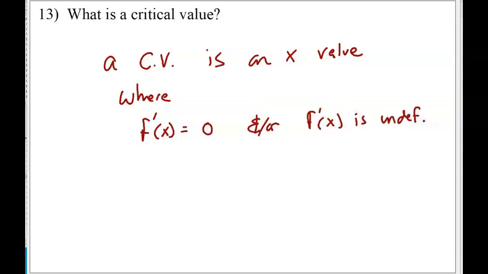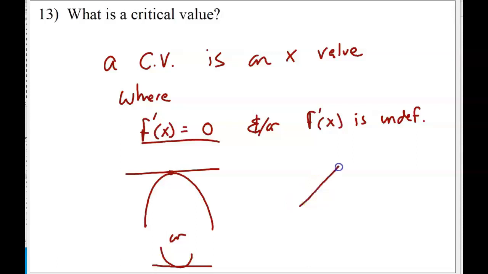The next part of this is why we care about what those are. They help us find where, if your derivative equals 0, that means you have a flat tangent line, and that means you could have a relative max or a relative min. If you have a cusp, you would have the same thing. There would be a relative max here and a relative min here, but in those cases for cusps, your derivative is undefined.